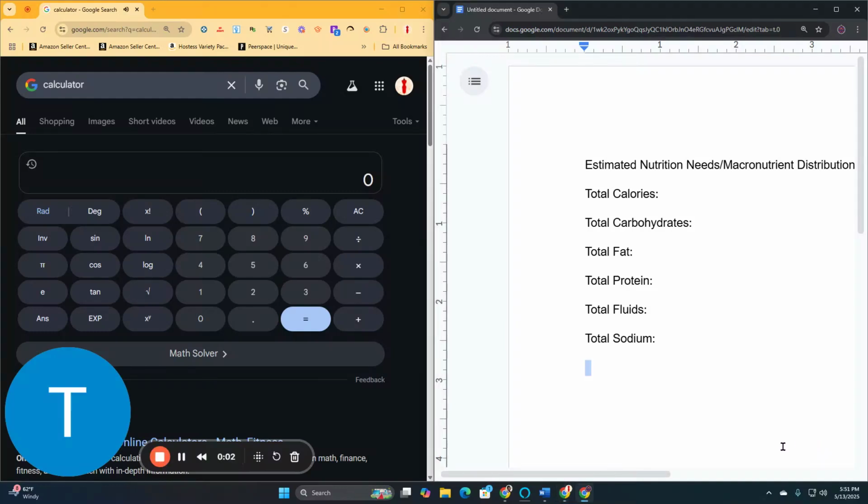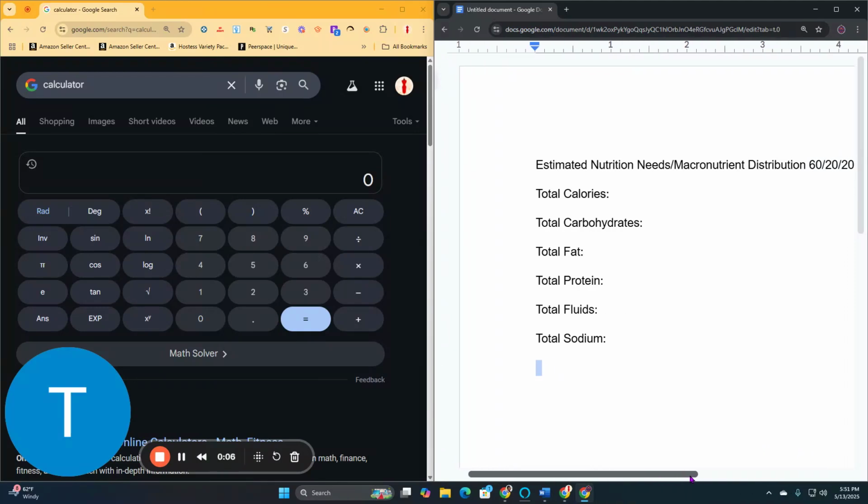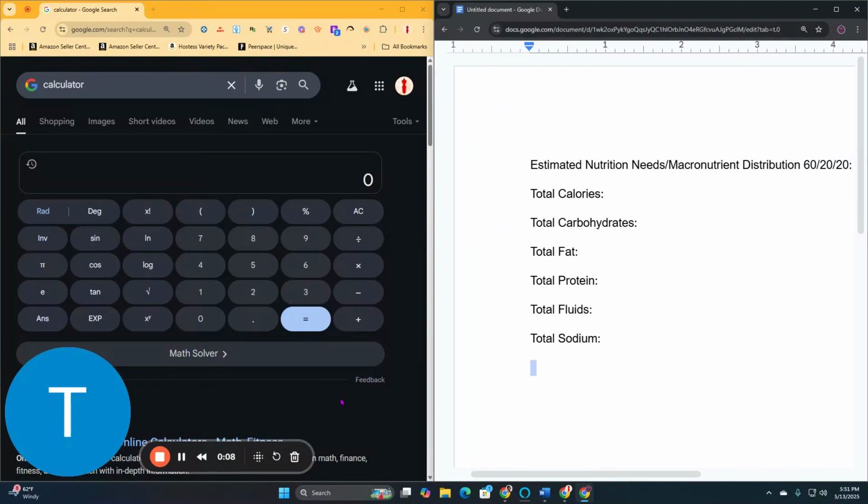Okay, so a lot of clients ask me how I calculate estimated nutrition needs. They want to know how I come up with the numbers that I give them to aim for: the amount of calories, carbohydrates, fat, protein, fluids, and sodium that they should have per day. And I will say right off the bat, some of the things are just standard based on gender and stature and things like that. But I will do the best that I can to explain.